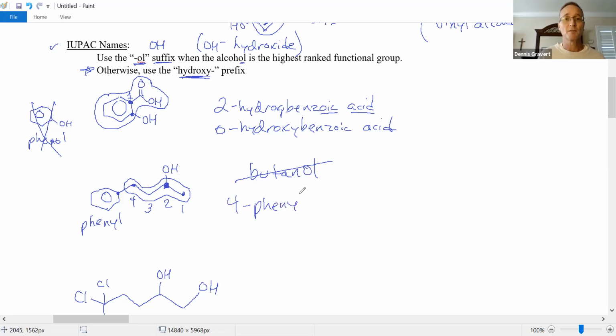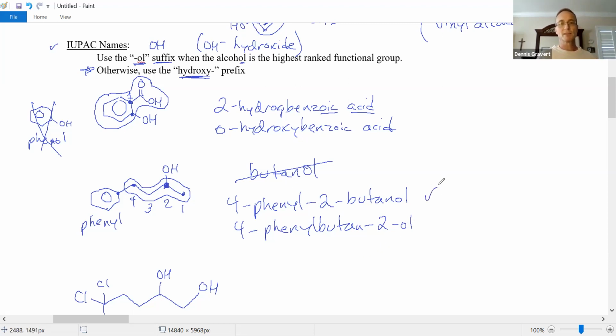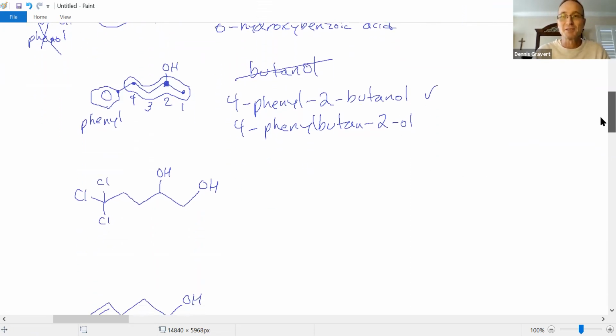So the full name is phenyl, and then we have to identify where the alcohol sits. It's on carbon 2, butanol. Or you can put the number 2 right next to the suffix. And that's actually IUPAC's latest recommendation. However, they still say the first one is still valid, and I'll accept that. And I will too. Give me either one of these names on the exam for full credit for that molecule, if it shows up.